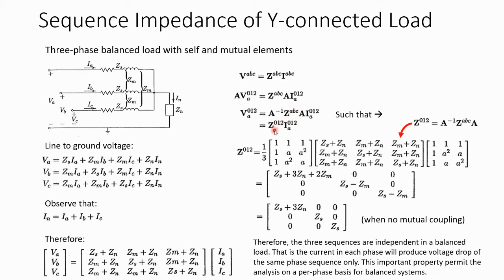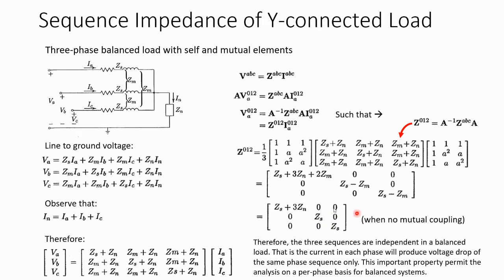which is what we call the Z012. And as you know, X012 is equal to this, so the Z012 is actually equal to the A inverse matrix, multiplied by the ZABC, and multiplied with the A matrix. So if you simplify this matrix, then it will look like this. And this can be further simplified into here by ignoring the mutual impedance.